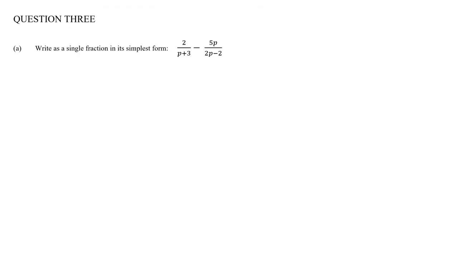Okay, so writing as a single fraction in its simplest form, how do you do that? Yeah, denominators have to be the same. So what's the common denominator here? The lowest common denominator will be p plus 3 times 2 lots of p minus 2. Actually, it might be a little bit different than that, but we'll go with that to start with.